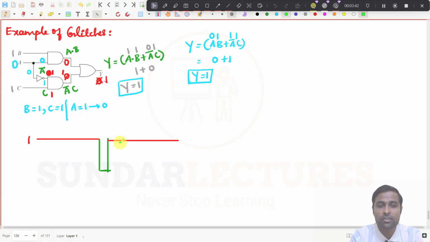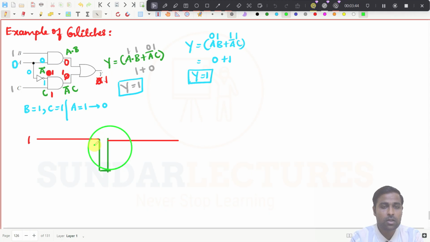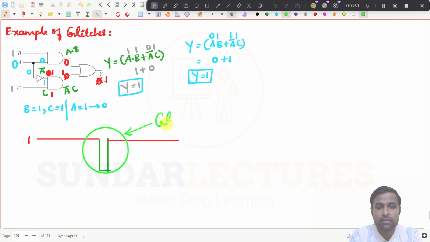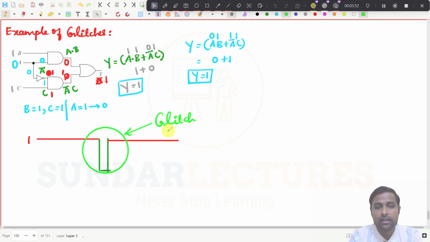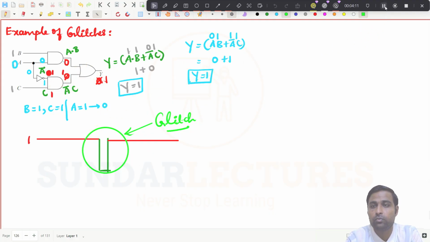See, what is this one? What is this one? This is called a glitch. Glitch, right? Why is it happening? Because of the propagation delay of this particular NOT gate, and this glitch has to be eliminated from the logic circuit output, right? That is our ultimate aim we are going to do now, right?